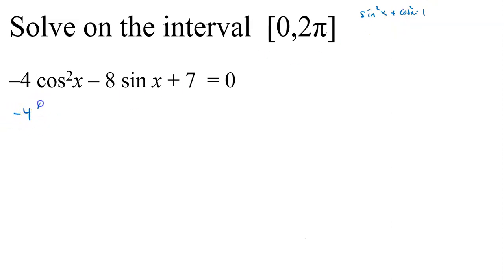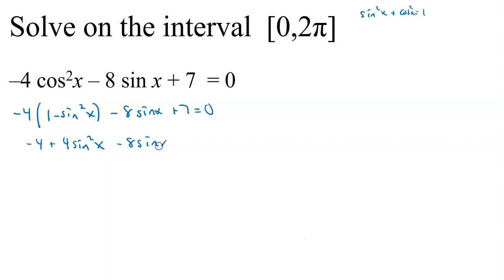So I get negative 4 times 1 minus sine squared x minus 8 sine x plus 7 is equal to 0. Let's clean this up a little bit. Negative 4 times 1 is negative 4. Negative 4 times negative sine squared is positive 4 sine squared minus 8 sine x plus 7. So I've got a 4 sine squared x, a minus 8 sine x, and then a 7 plus a negative 4 gives me a 3.